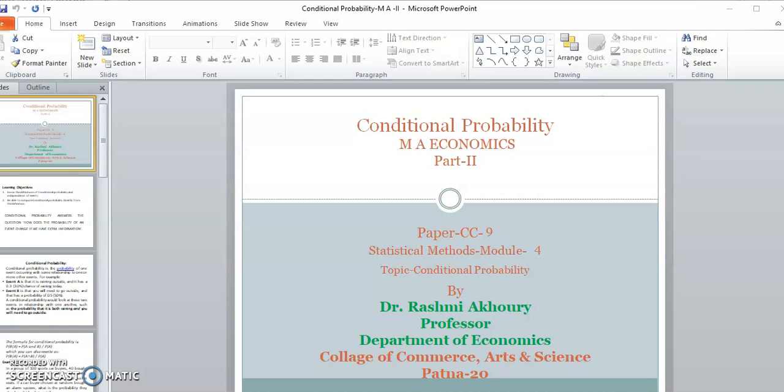Good morning. Today we will discuss what is conditional probability. This is part of Module 4 of Statistical Method for paper CC9 of Part 2 MA Economics. I am Dr. Rashmi Akhori from the Department of Economics, College of Commerce, Arts and Science, Patna.